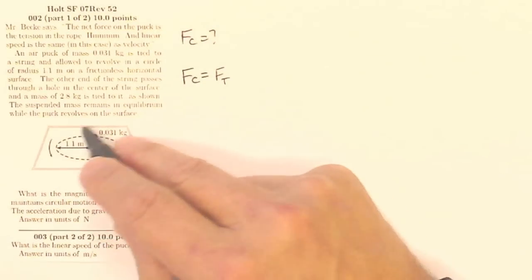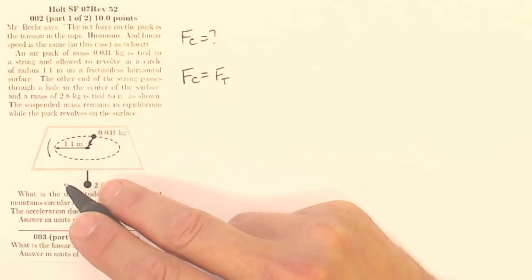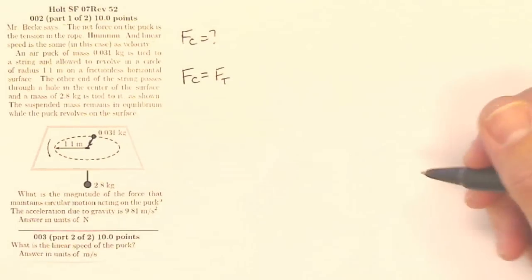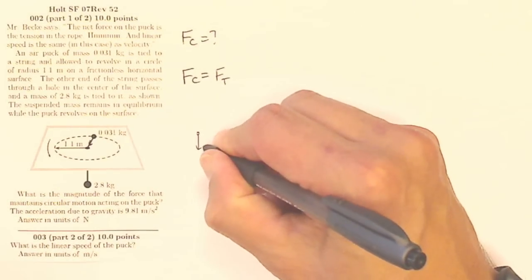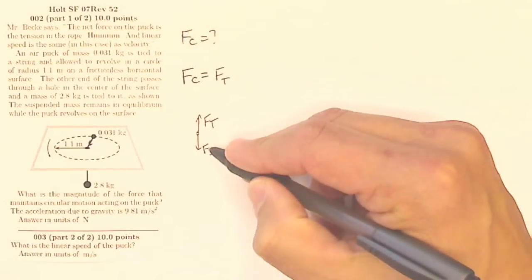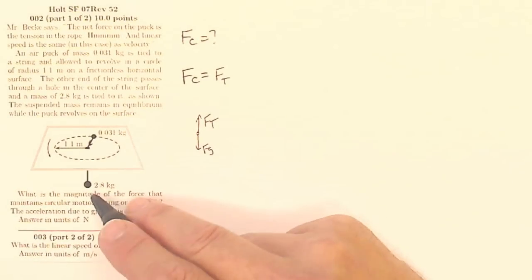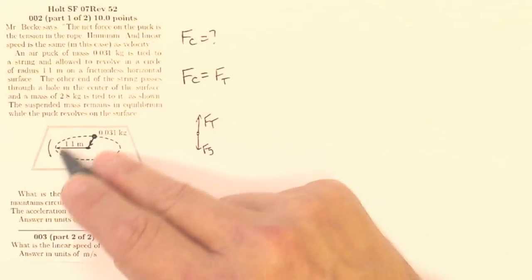Now, this one's spinning around, so it's not in equilibrium, but this one is in equilibrium. So if I do a free body diagram of this lower mass, that would tell me that I've got gravity pointing down, I've got a tension pointing up, and these two must be equal because this is at rest. This remains in equilibrium, that means it remains at rest, while the top one spins around.